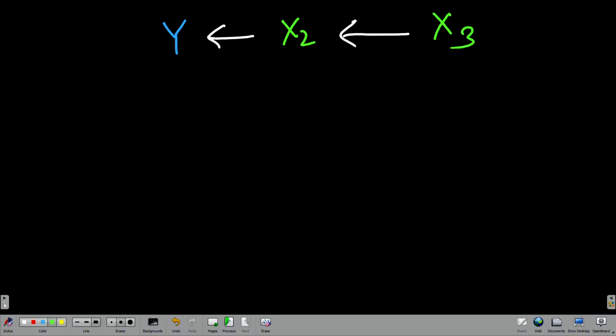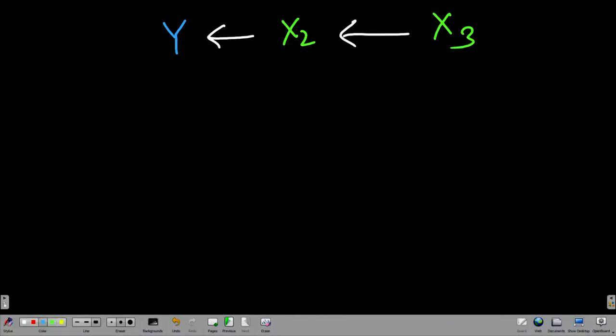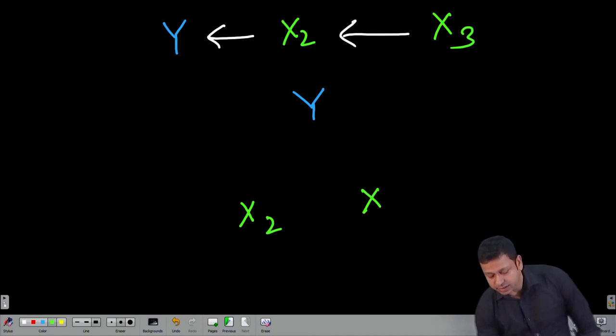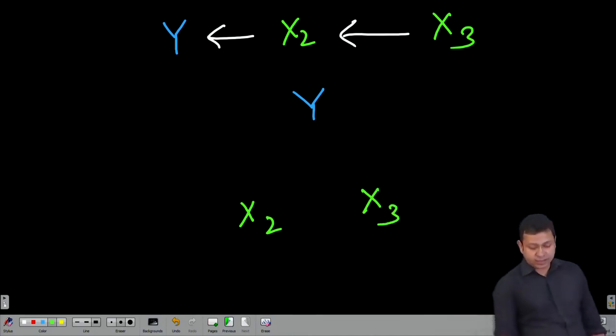Now, let me draw another diagram to illustrate it even better. Let us say this is my y, my variable of interest, and this is my x2 and this is my x3. So, how exactly can I draw it?